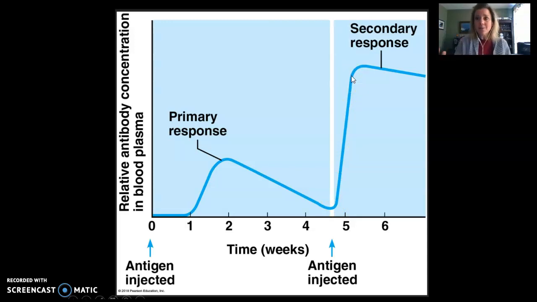It doesn't take as long because we have memory cells already. We already learned how to make the antibodies to fight this particular antigen. So we are able to do it not only swiftly, but in much higher concentrations. Look at how high the peak concentration is in the secondary response in comparison to our primary response. And so we're going to be able to clear this antigen from our bodies much more swiftly.